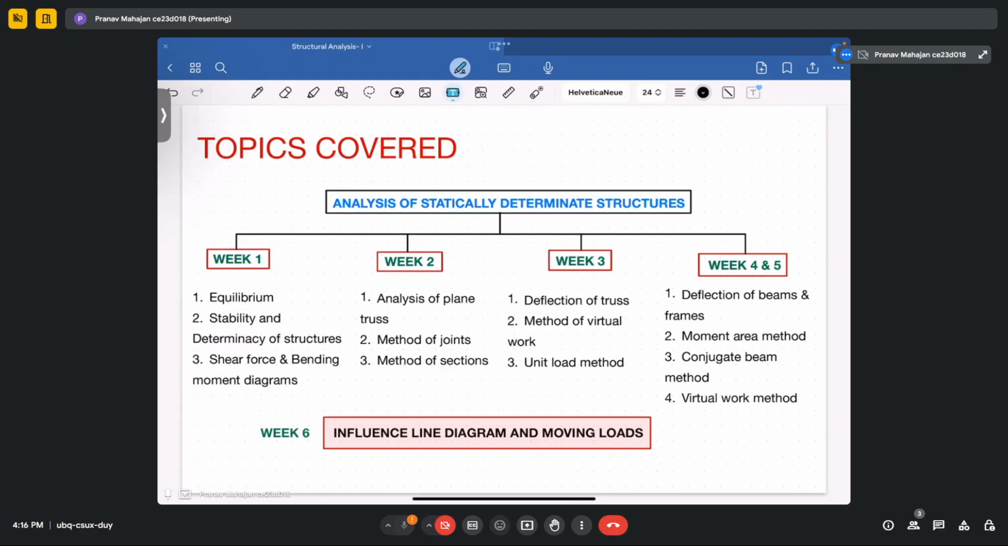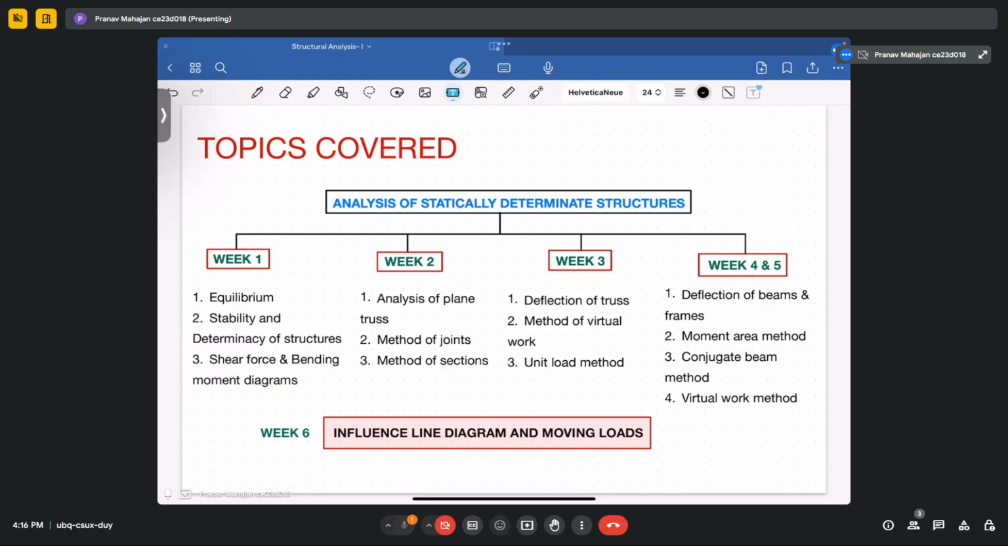From truss, we have moved to the beams and frames, in which to determine the deflections in beams and frames, we utilize the concept of moment area method, conjugate beam method, and virtual work method. All these three methods help us to determine the deflections and slopes that are there in statically determinate structures.